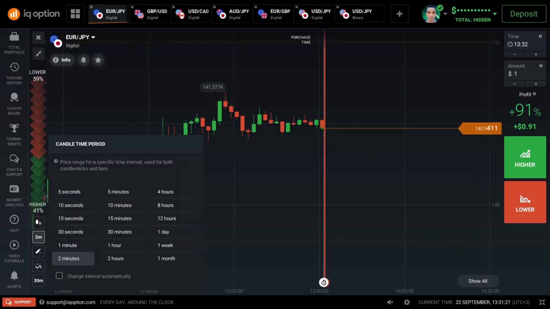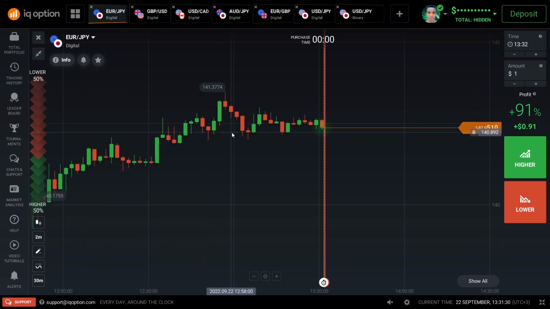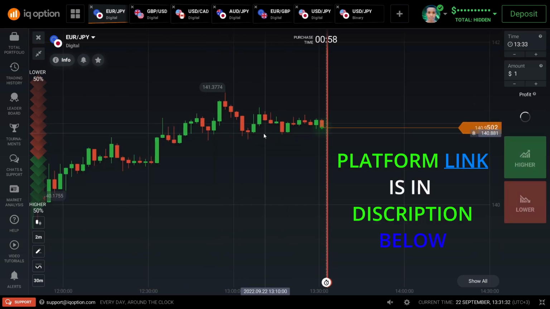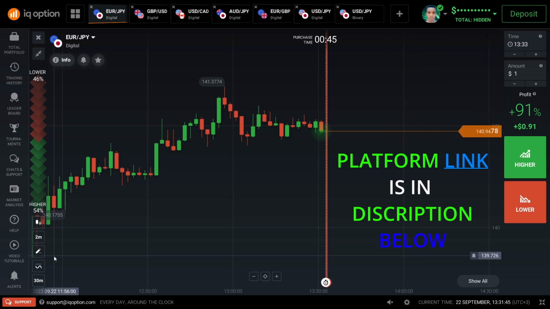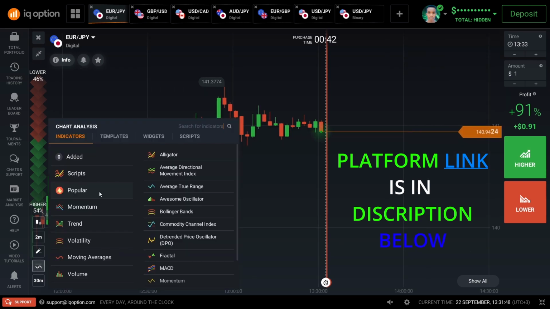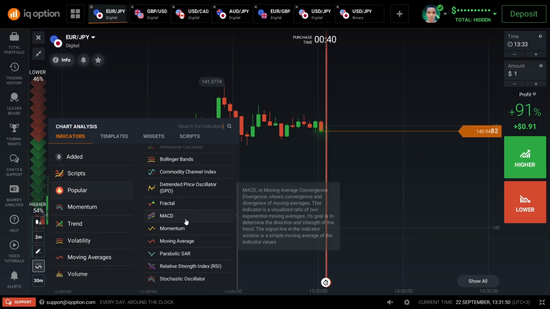Candle time period, I want to use 2 minutes. Each candle in my chart is 2 minutes. Each contract will expire in 1 minute. So I want to add some indicators I want to use in this strategy.